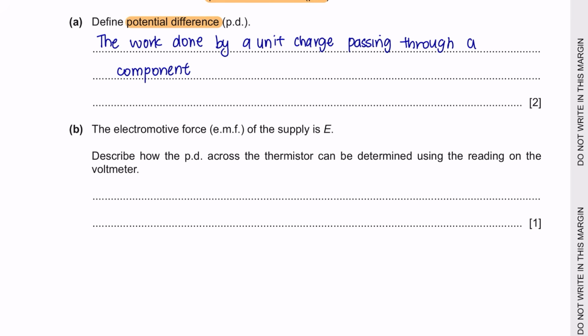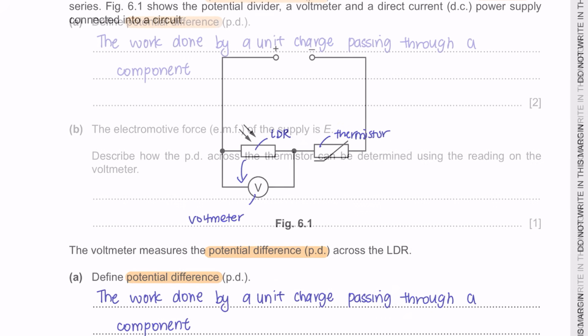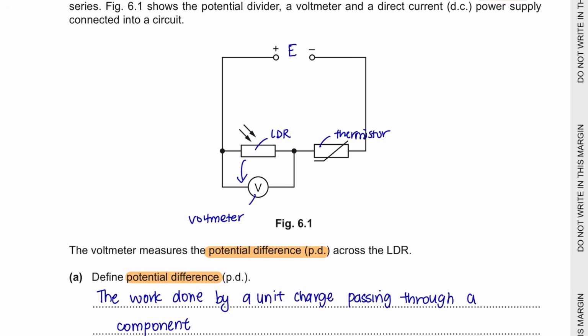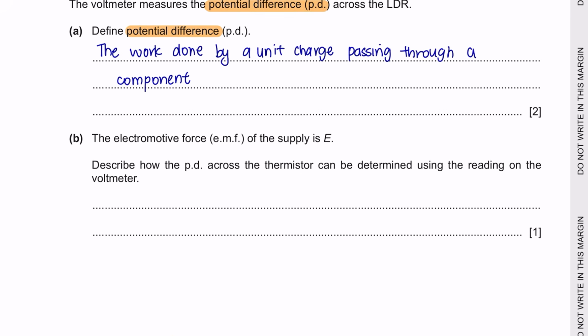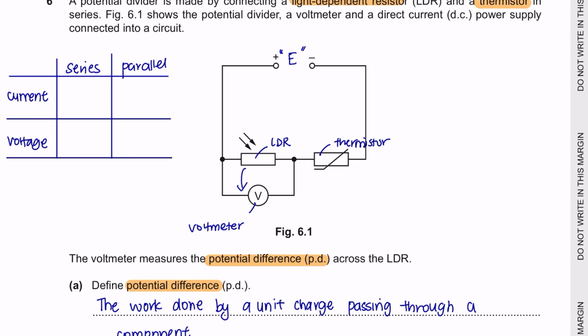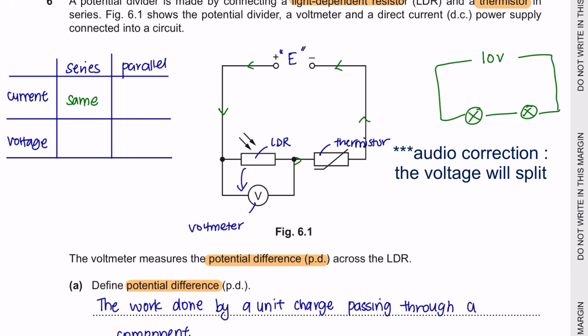Question B. The electromotive force EMF of the supply is E. So they're just telling us that the value of the EMF here is E, which is an unknown value. And describe how the potential difference across the thermistor can be determined using the reading on the voltmeter. Now you have to know that for a series circuit, the current that flows across the circuit is always going to be the same. Whereas for voltage, it will split. For instance, if the power supply was 10 volts, and if you've got two components of the same resistance, the voltage will split equally, 5 volts for each of them.